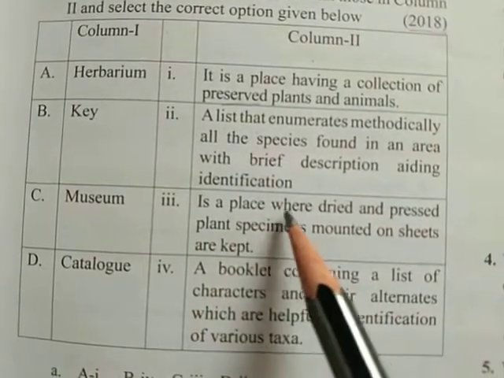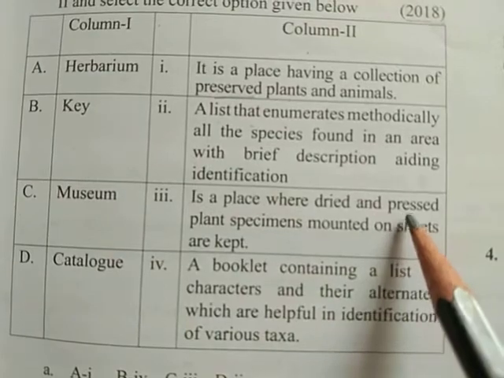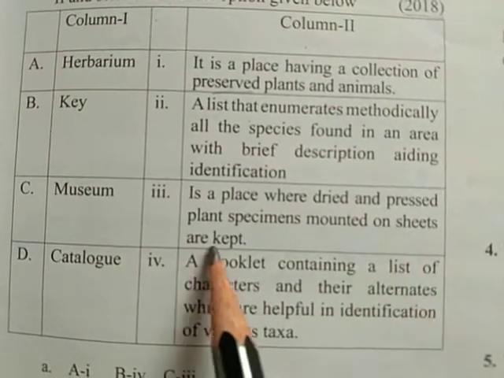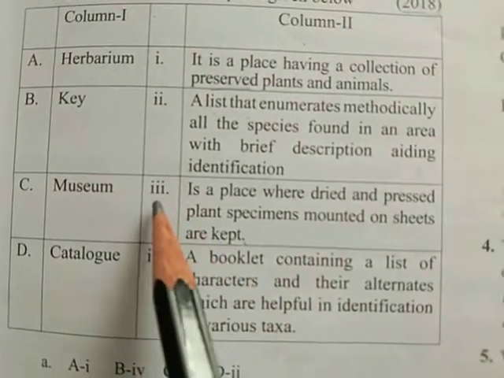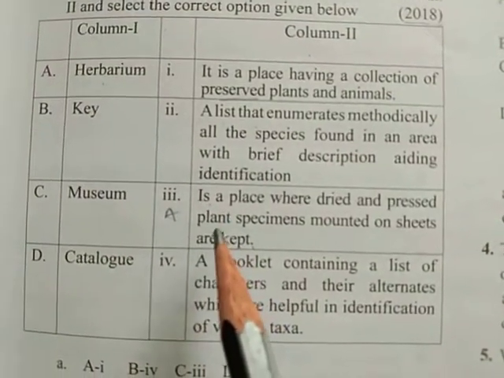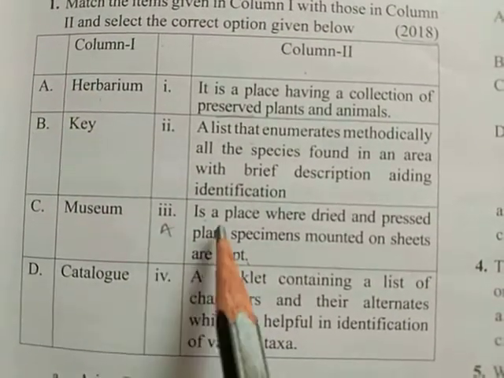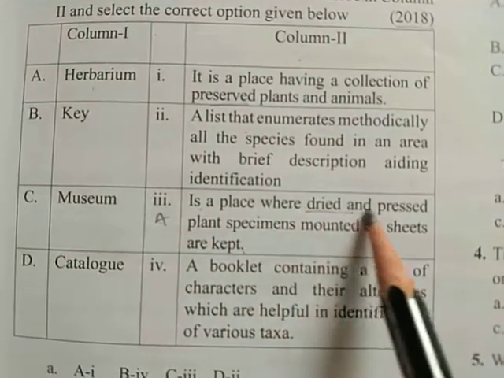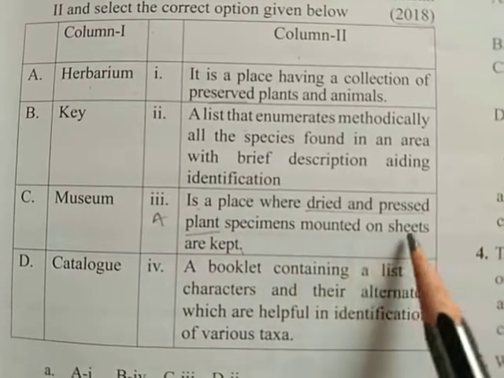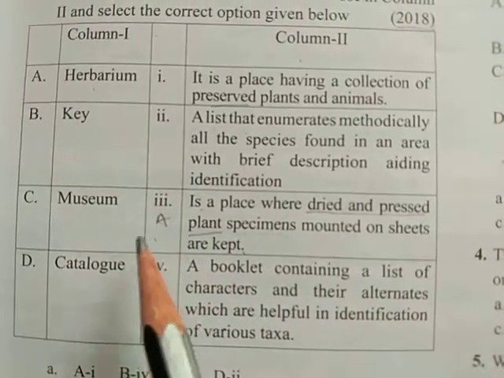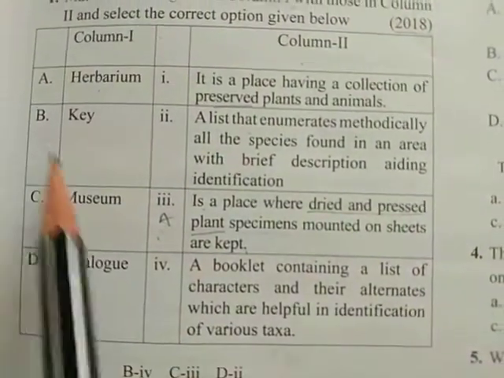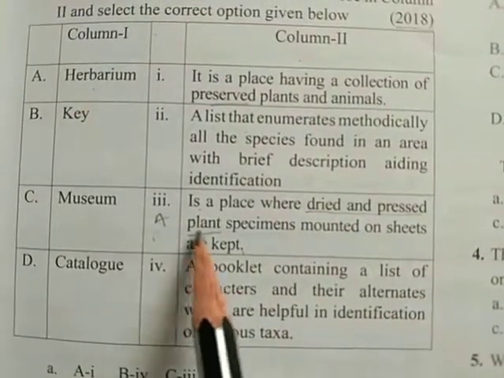And it's a place where dried and pressed plant specimens mounted on sheets are kept. So no doubt you can select this as A. Herbarium is A here. A place where dried and pressed plant specimens mounted on sheets are kept, so this is the herbarium. So we got the answer for the next one, no? I hope herbarium is the exact answer.